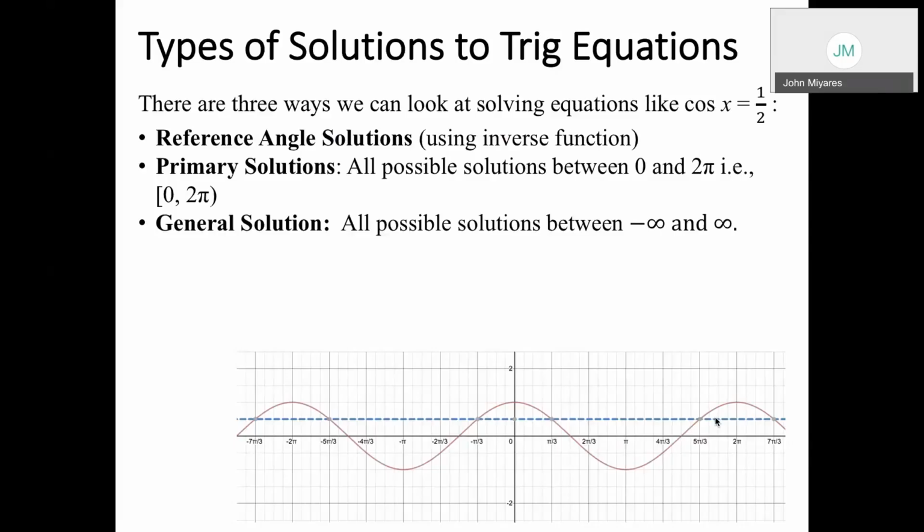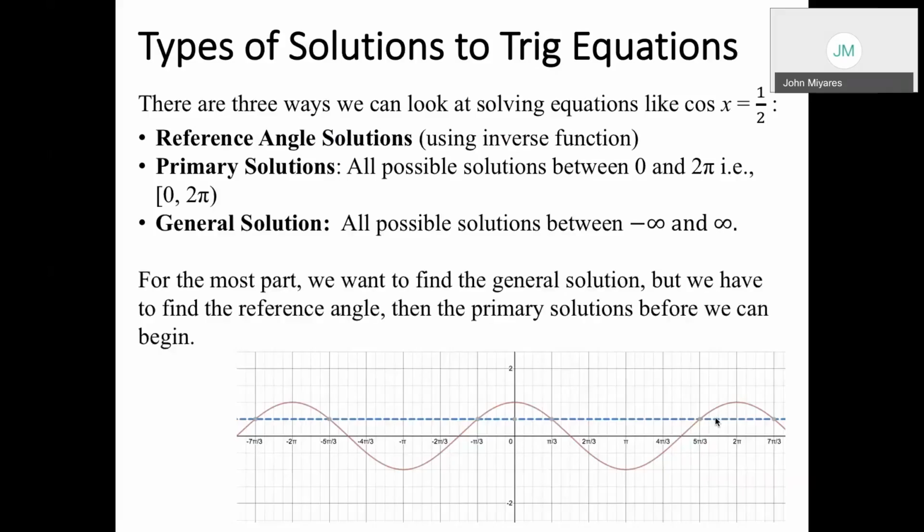Those coterminal angles create the same reference triangle. So in all of those cases, you're going to have adjacent over hypotenuse equal 1/2. The challenge will be to figure out the best way to express all of those solutions because in theory, there are an infinite number of angles that will be coterminal with our two primary solutions. As we move forward, for the most part, we want to find general solutions. But in order to do that, we first have to find the reference angle and then the primary solutions before we can even begin to think about the general solutions.